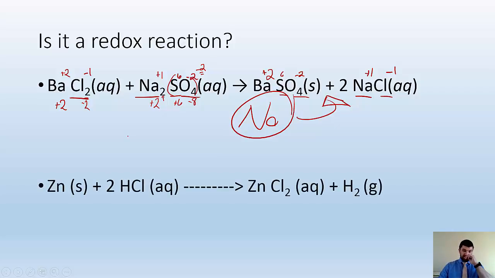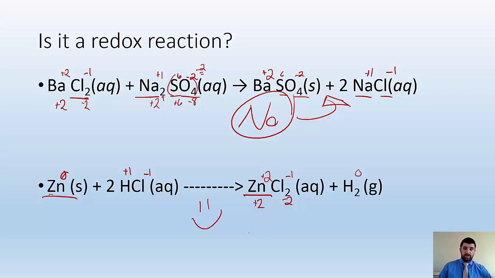What about this one? Well, zinc, if it's by itself, has to have a charge of 0. Chloride is going to be -1, which means the hydrogen's got to be +1. And over here, chloride is going to be -1, which means if I got 2 of them, I have -2 overall. I need a +2. Zinc has to be +2. And hydrogen, just by itself, even though it's a diatomic molecule, it's still just hydrogen, has a charge of 0. So did we have a change in charge? Well, let's see. I had zinc at 0, and zinc now has a +2 charge.